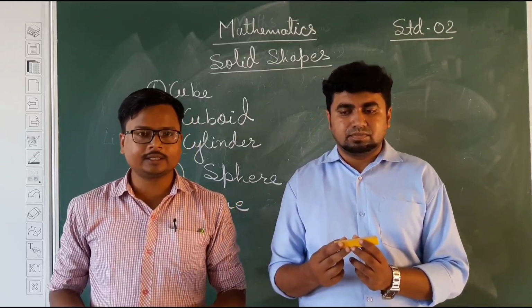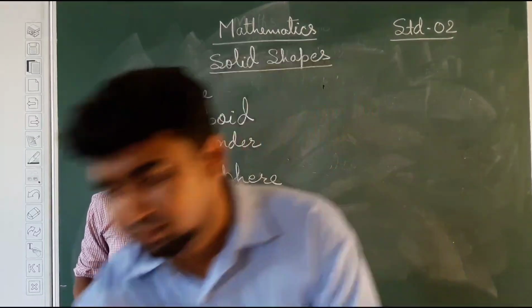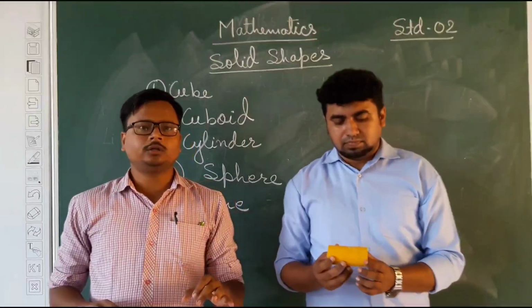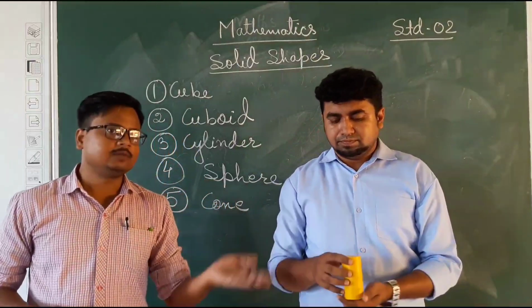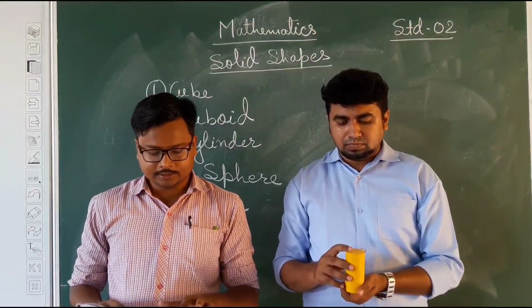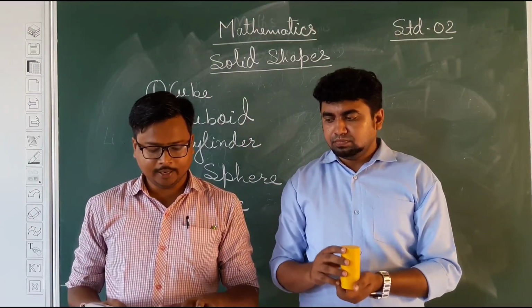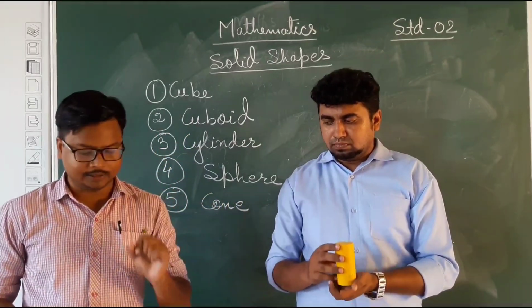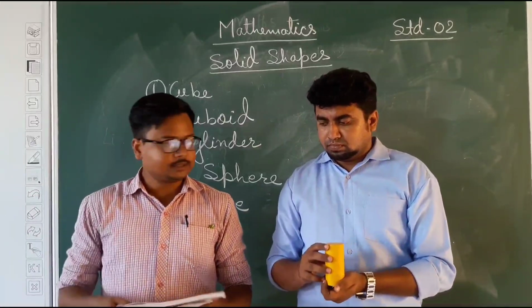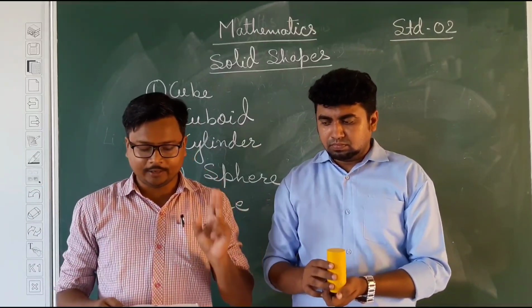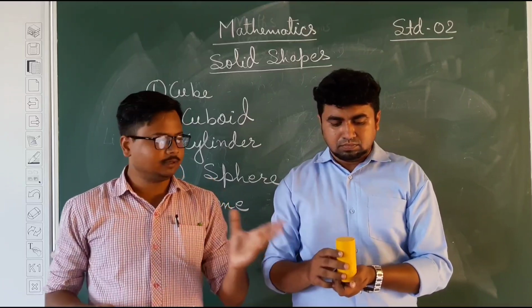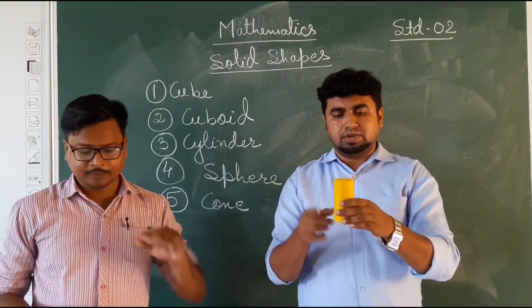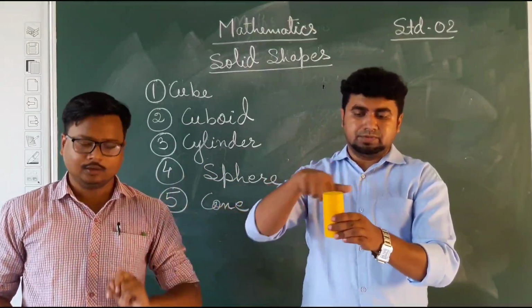Now let us move to our next shape, that is cylinder. Sir, please bring the cylinder. Now let me read out what is given in the cylinder, then sir will explain. It has 2 flat faces and 1 curved face, and 2 edges. This is a cylinder. It has 2 flat faces and 1 curved face. Sir, please explain. 1, 2, 2 flat faces, and 1 curved face. This is curved. Thank you sir.